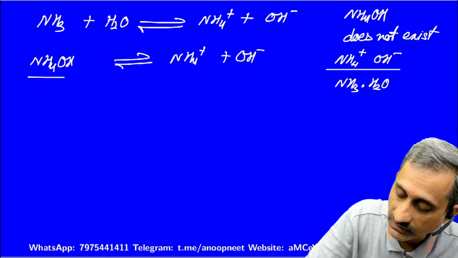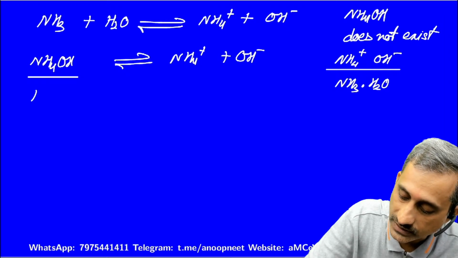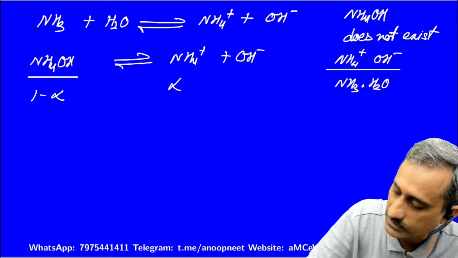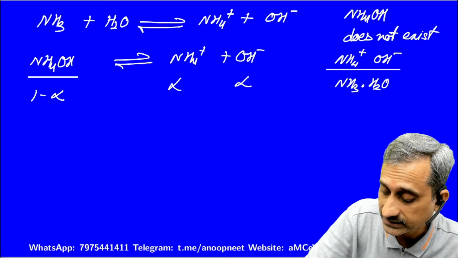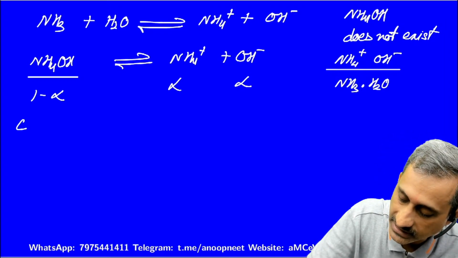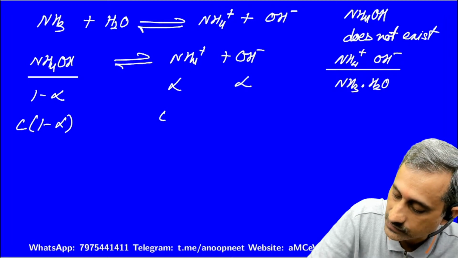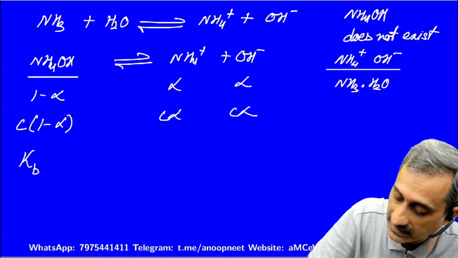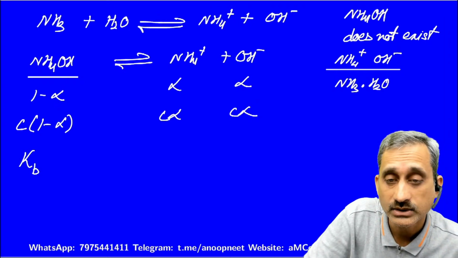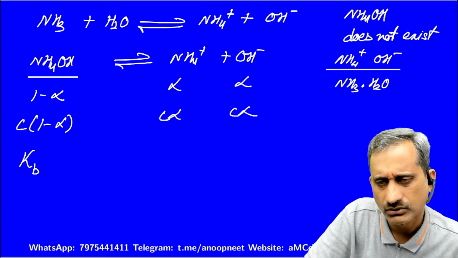Again, there is only one reactant on the left hand side, so we can use 1 minus alpha. Here it's going to be alpha, here it's going to be alpha, multiplied by the concentration of the reactant. The concentration of the reactant will make it C into 1 minus alpha. This is going to be C alpha, this is going to be C alpha, and K. Now here we are going to have Kb because we are talking about the ionization constant of a weak base. So that's why we write Kb.